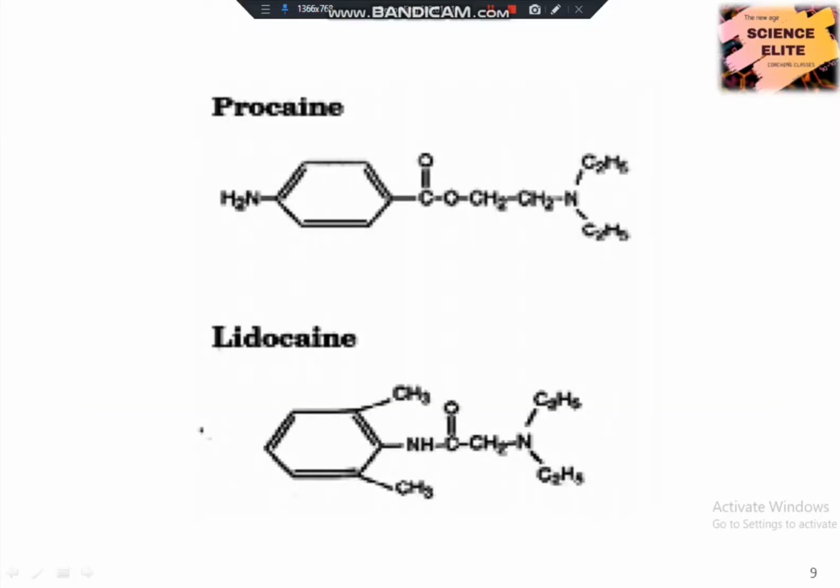Then this is the structure of the local anesthetics. We can see certain kinds of linkages. Amide linkages, like in lidocaine, we can easily see. So this is a linkage, and then here also a linkage. In procaine you can see an ester linkage, whereas in lidocaine you can see an amide linkage very easily.